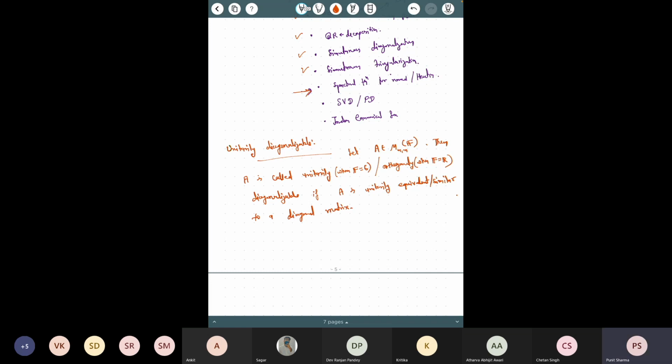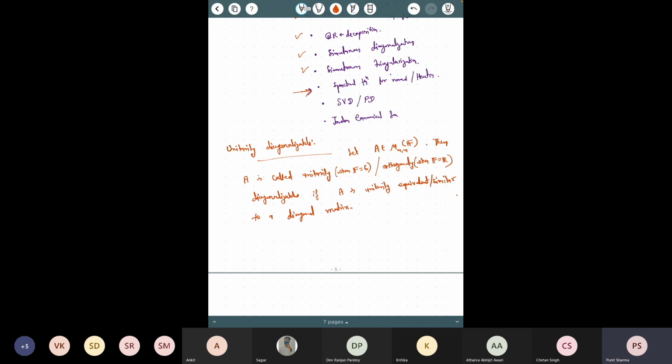Here we will give a class of matrices which are always diagonalizable. If I give you a matrix and you quickly check that it belongs to a particular class of matrices, then you can say that this matrix is diagonalizable, and not only diagonalizable, it is unitarily diagonalizable. Like you can find a unitary matrix U such that U star A U is diagonal. This class of matrices is called the class of normal matrices.